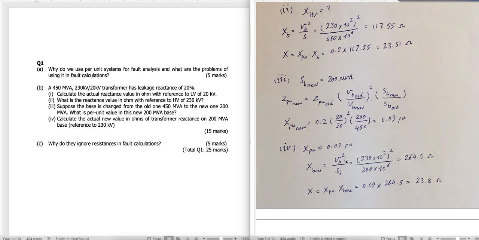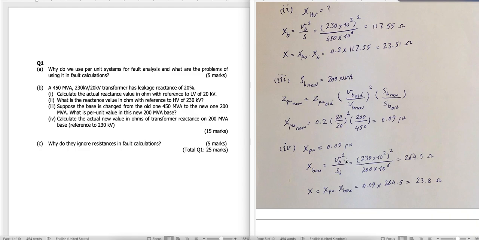Now, they ask, what is the actual new value in ohm? Actual means ohmic, so we go for ohmic. Ohmic equals per unit multiplied by base. But you need to be very careful here. If you are careful with this part, you get full marks, because everything else is now trivial and very easy. You should be careful here to use the new per unit. That's a common mistake I see.